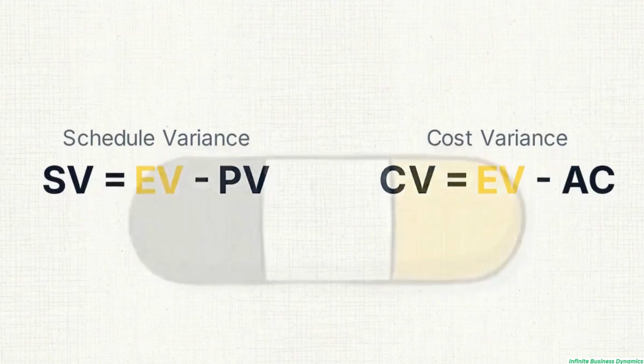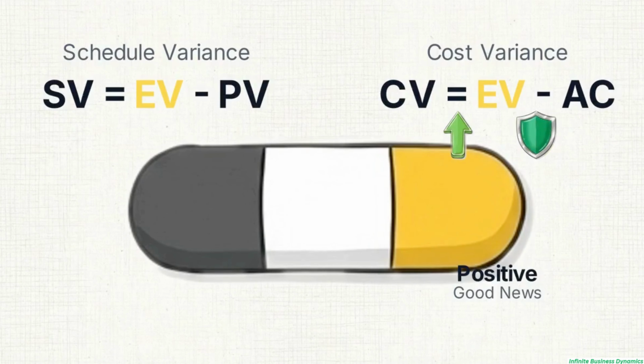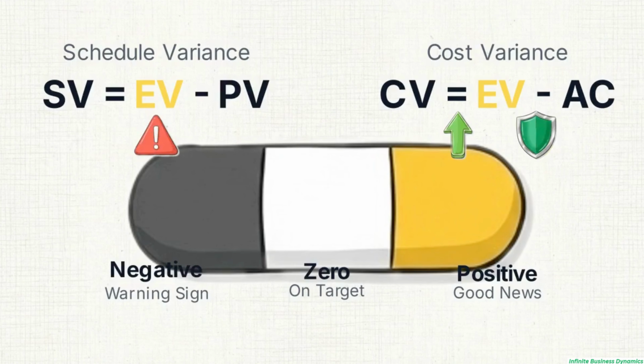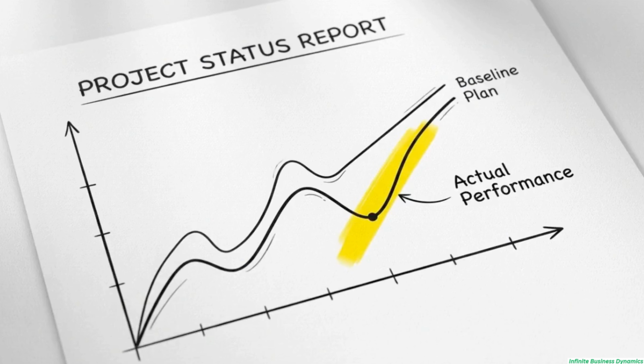Earned value always comes first. Positive results indicate ahead of schedule or under budget. Zero means on target. Negative results warn of falling behind or overspending. Anchoring performance to the work actually finished establishes a mathematical baseline for the status of a project.